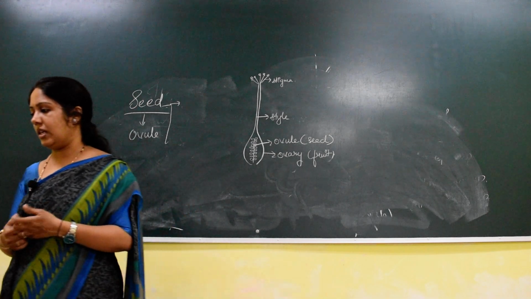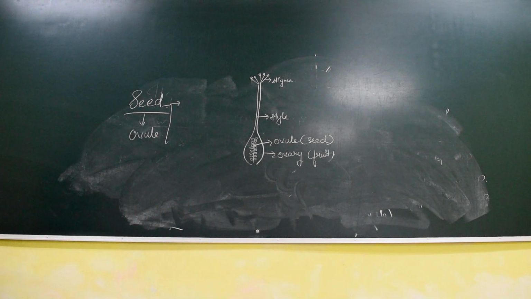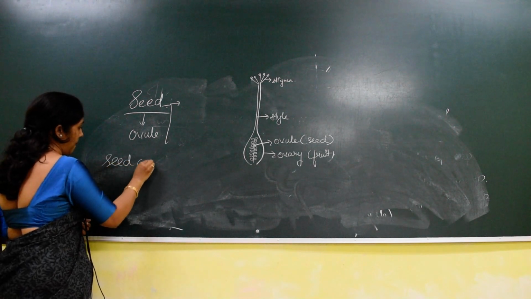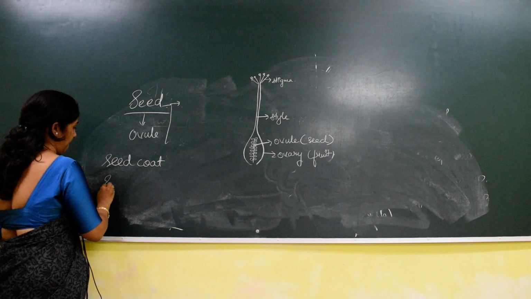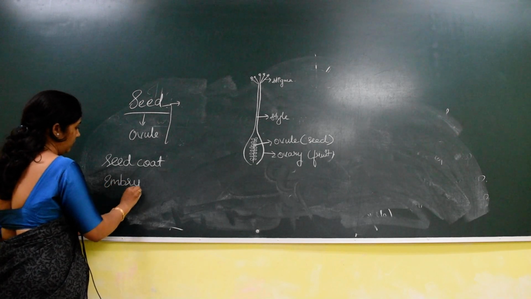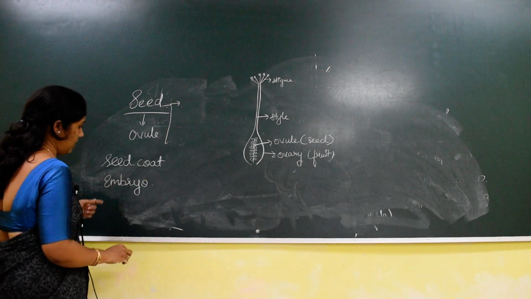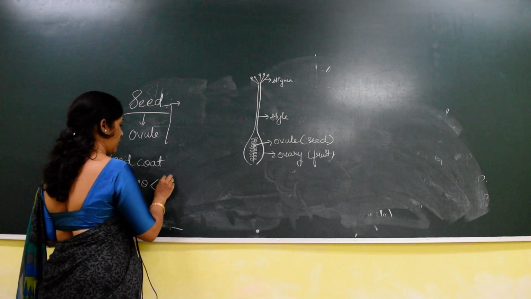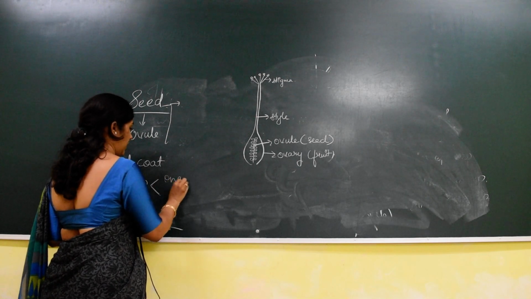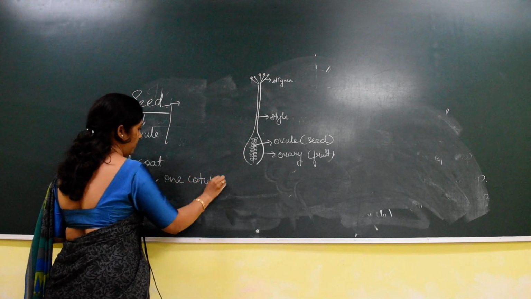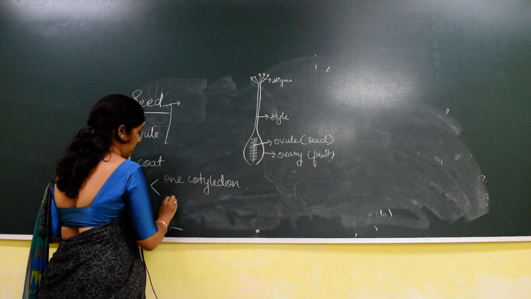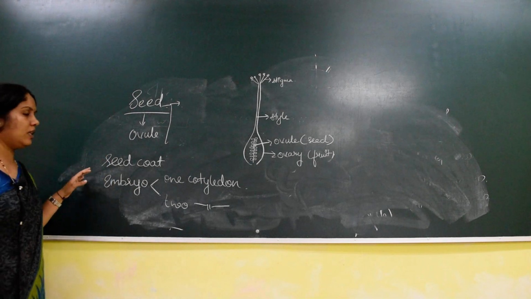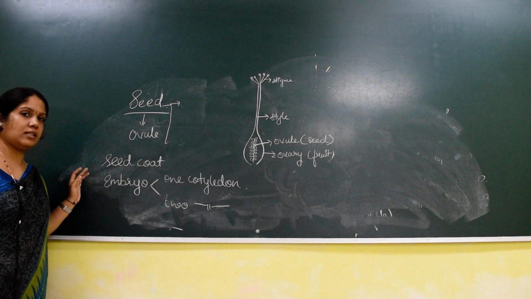So what is this seed made up of? The seed is made up of the seed coat and the embryo, and the embryo may consist of one cotyledon or it may be made up of two cotyledons. The seed coat is a covering which protects the seed.